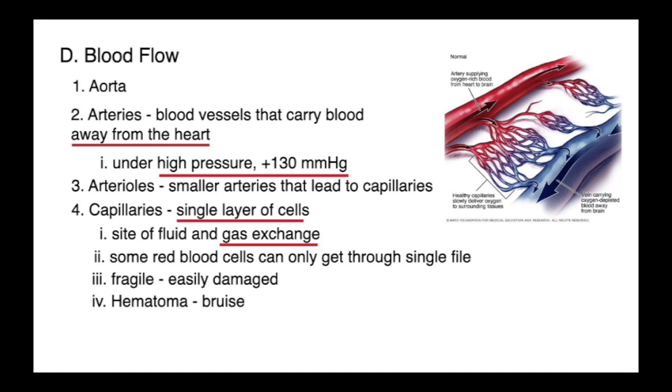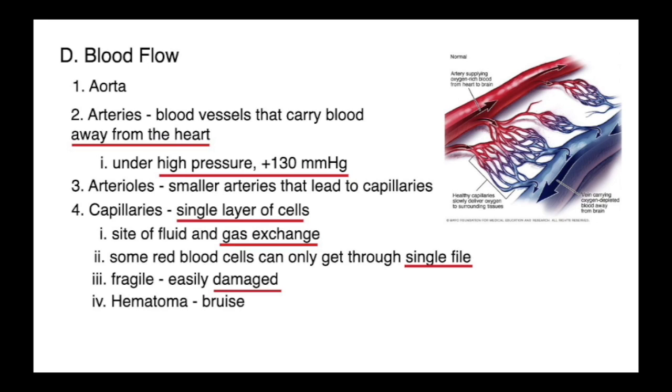At the capillary level, that's where gases are exchanged. That's where oxygen goes in and out of the cells. These get so narrow that blood cells are going through like single file at some point. Okay, they're very fragile, easily damaged, and that's why if you get just a little cut, it starts bleeding, because the surface is full of these capillaries.